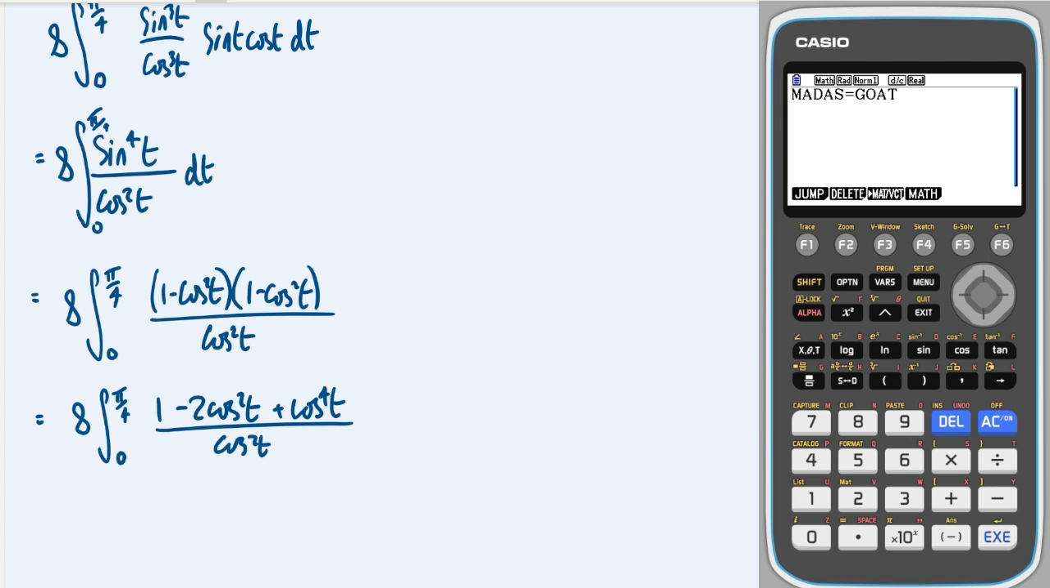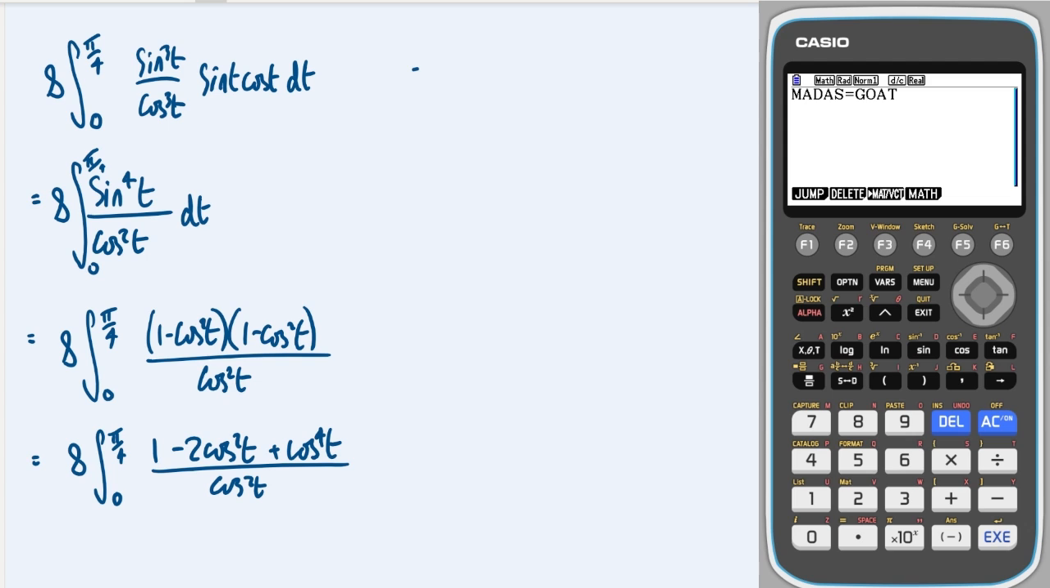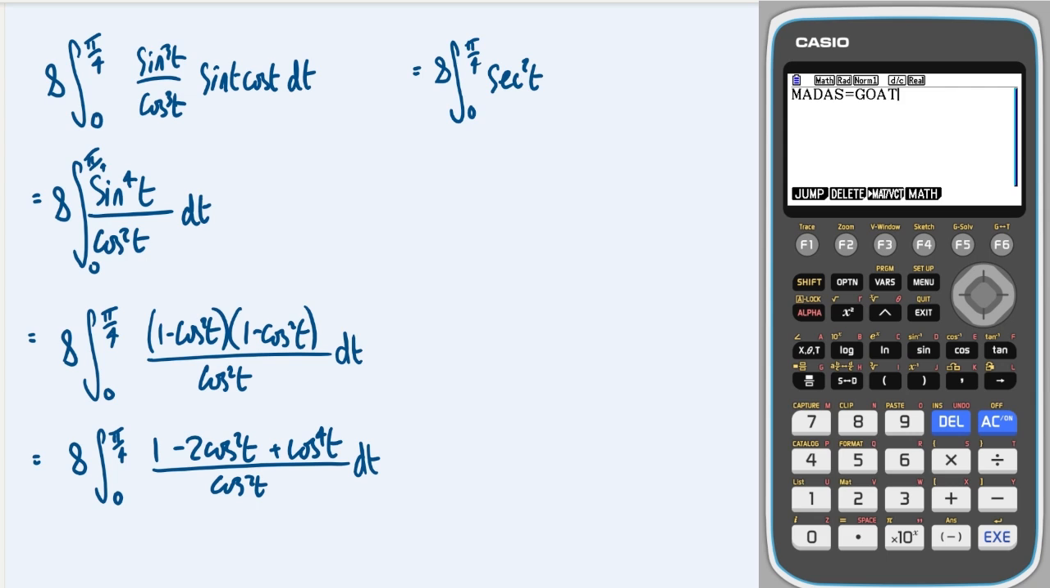Great. Right, I can rewrite this as 1 over cos squared is sec squared, minus 2 and plus cos squared t dt.